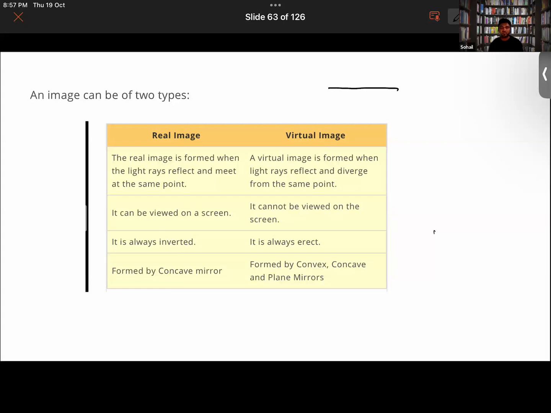I was asking, Vaiga, in order to get a virtual image using a concave mirror, where do we need to place the object? Close to the mirror, or at a distance from the mirror? It has to be very near, no? Yes, sir. Getting it now? Okay.